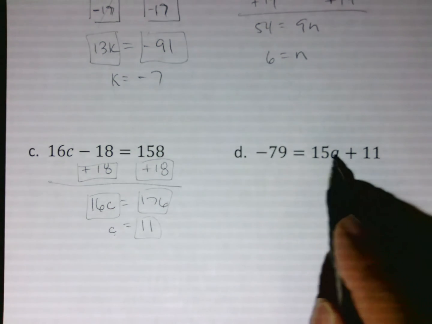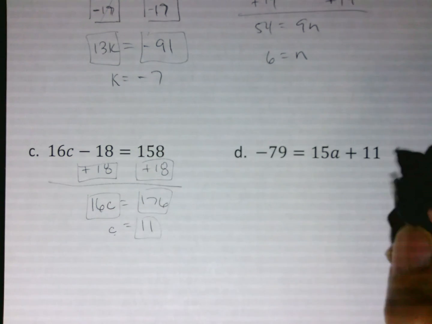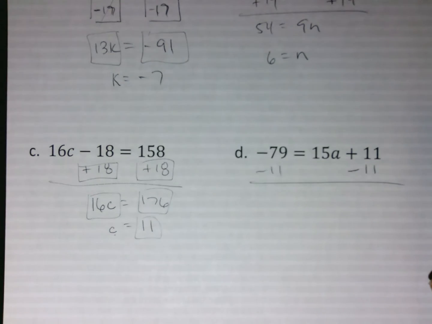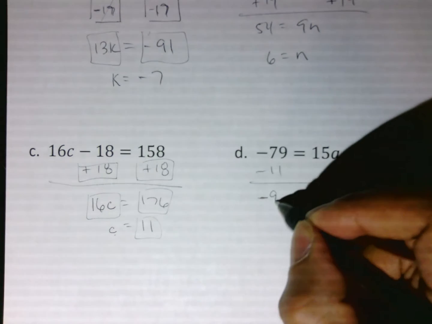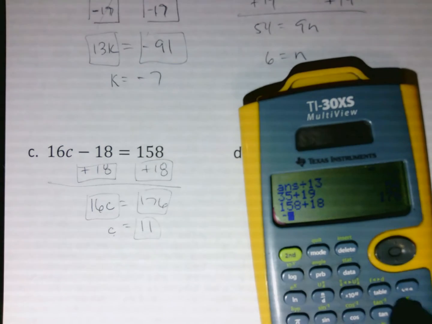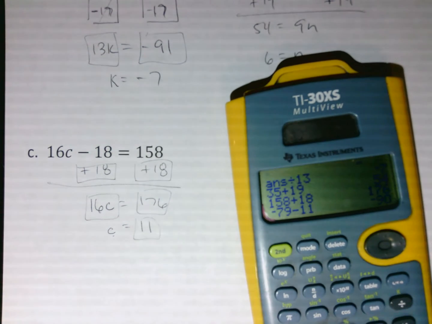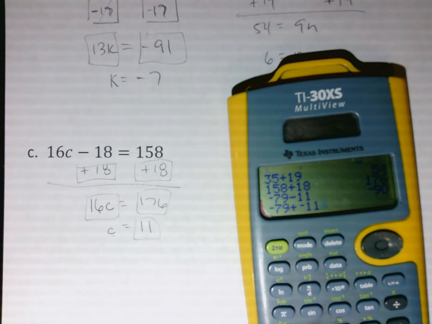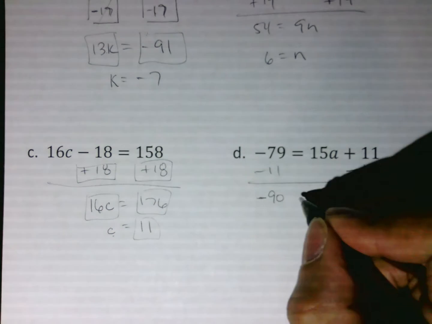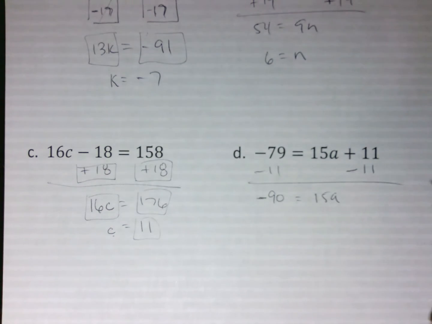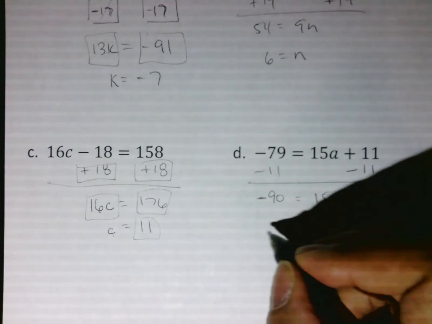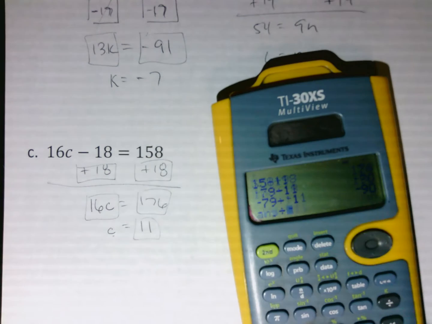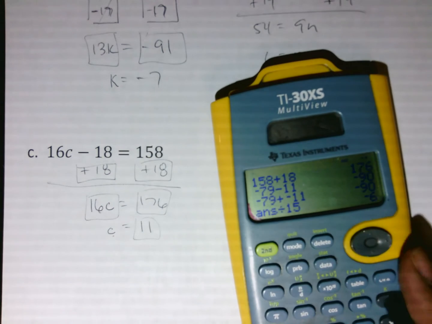And the last one, 15a. 15 is attached to a, 11 is not, so we're going to subtract 11 here and subtract 11 here. You're going to end up with negative 90. If you type this in, you could do negative 79 minus 11 and get the answer. You could even do negative 79 plus negative 11. As long as you use one of those two ways, it will get you what you need. 15a comes down. You'll then divide by 15, getting negative 6 for the answer of a. And just to prove it, there you go.